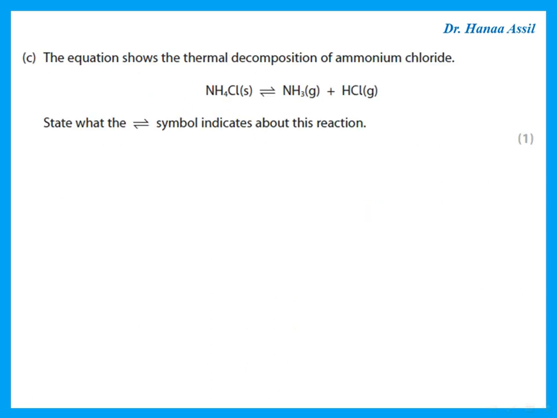The equation shows the thermal decomposition of ammonium chloride. Remember, when we break a substance into 2 or more substances, then this is called decomposition. Using heat, it is thermal decomposition. Now, state what this symbol means. This symbol indicates that the reaction is reversible, or we have a reversible reaction.